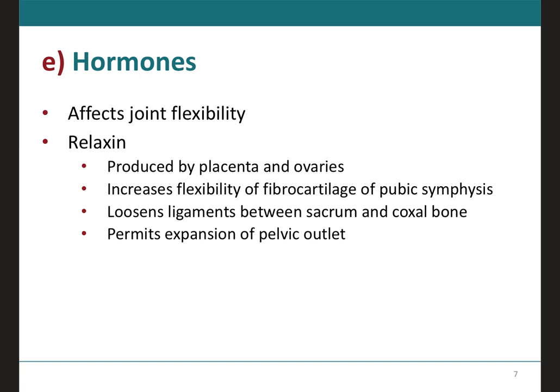Joint flexibility may also be affected by hormones. For example, the hormone relaxin, which is produced by the placenta and by the ovaries, increases the flexibility of the fibrocartilage of the pubic symphysis, and this loosens the ligaments between the sacrum and the hip bone toward the end of pregnancy. This is important because these changes permit the expansion of the pelvic outlet, which assists in the delivery of the baby. So it will widen the coxal bone or the pelvic girdle, and this will facilitate the delivery of the baby.